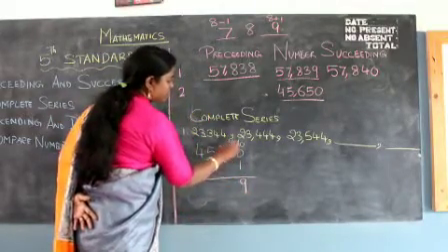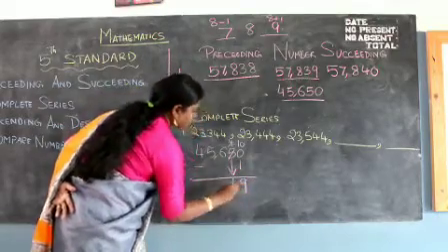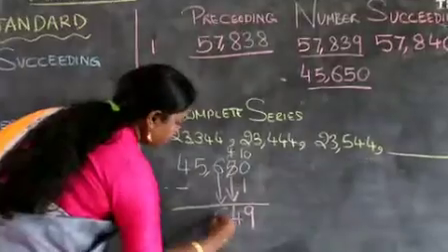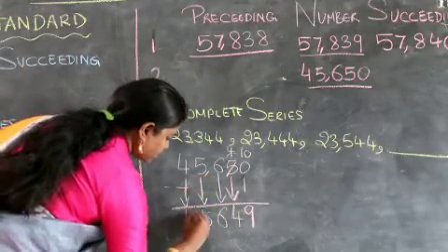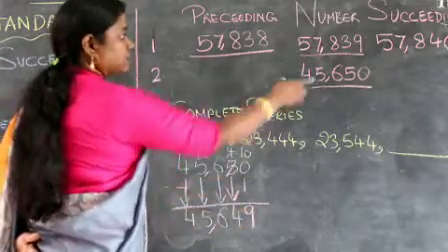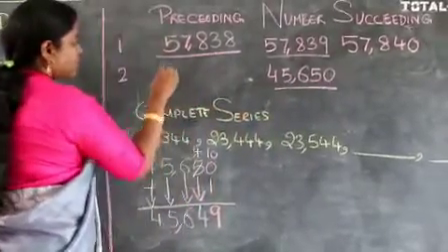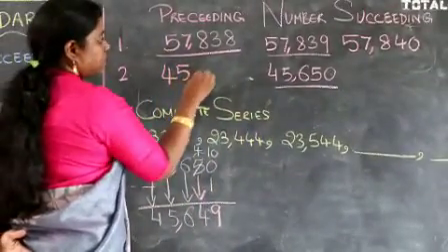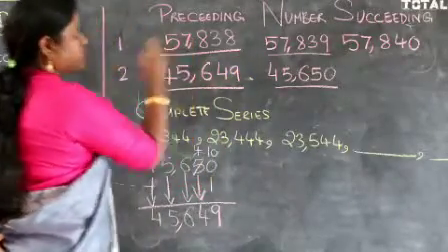Now this 5 has become 4 and there is nothing under that to subtract. So you bring the 4 down. The 6 comes down. So what is it, children? 45,649. Right? So 49 comes before 50. So it is 45,649. This is your preceding number.